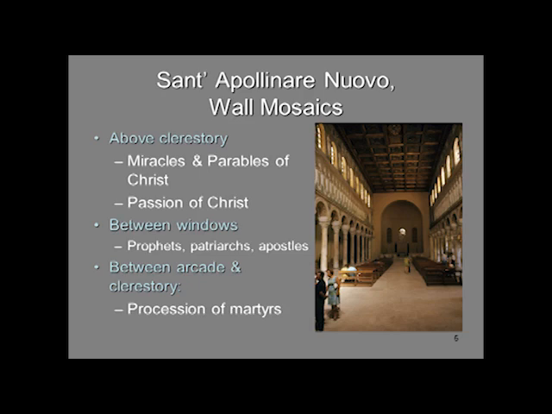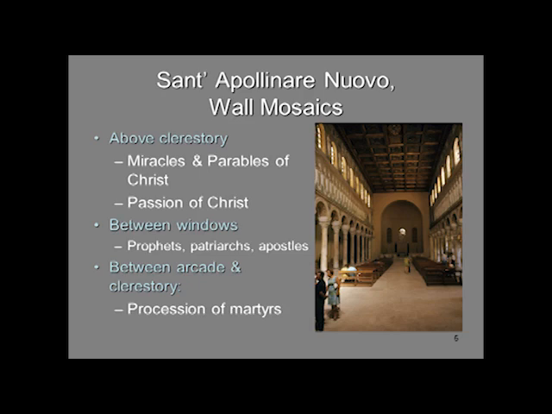Now, the mosaic decorations on the wall, I should tell you there probably were mosaic decorations in the apse and the triumphal arch, but these were destroyed by an earthquake, and so it's a more recent reconstruction. But along the nave we have 2 sets of mosaics. Above the clerestory, there are these little square scenes that show the miracles and the parables of Christ. And then on the other side, you have the Passion of Christ.